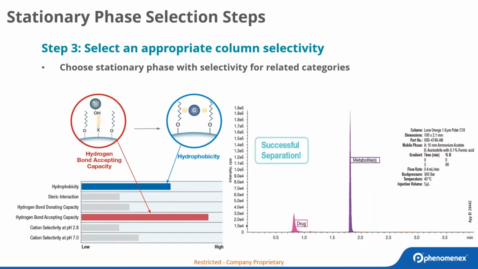Also, many column vendors have these kinds of selectivity charts based on really similar guidelines. So they're out there, right? Then if you were looking at a drug and a metabolite, you would have a successful separation of those two analytes, because you've chosen something that will offer different interactions for the different analytes you're trying to separate.